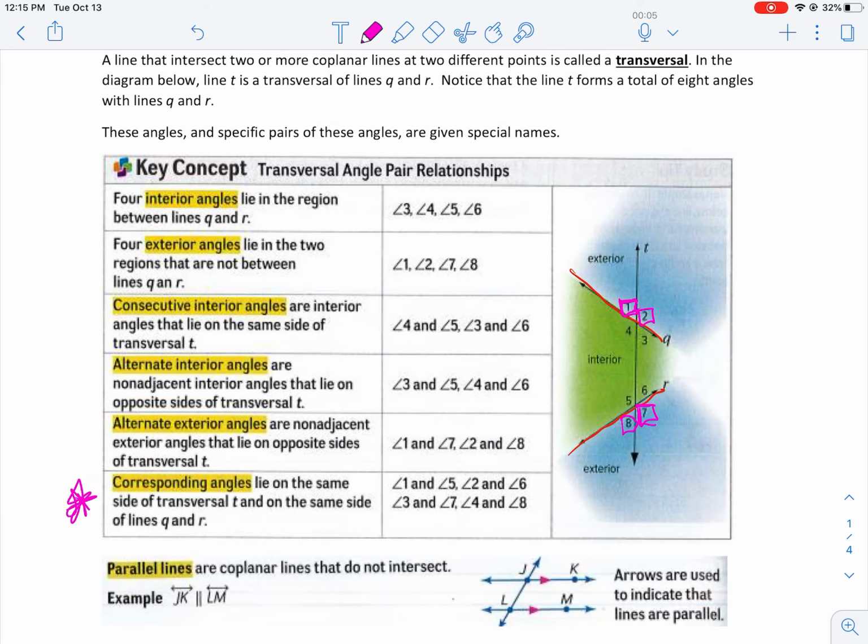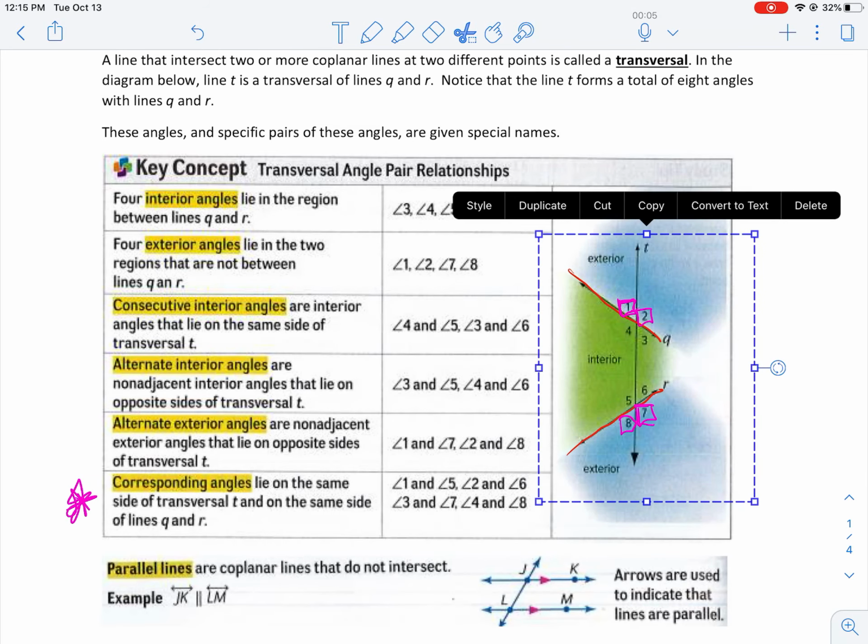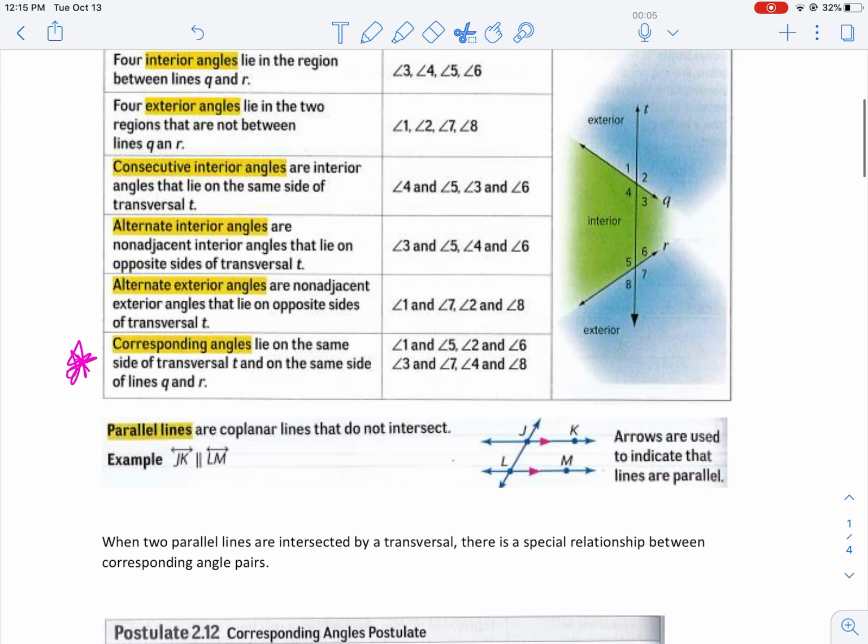So let's talk about what it means to be parallel. Parallel lines are coplanar lines that do not intersect. We know that, right? Two lines that never intersect have the same slope. It's also important to point out that we cannot assume two lines are parallel unless they give us this information. They say, hey, line JK is parallel to line LM, or if you look in the picture over here on the right, you'll see these little arrows on the lines. I've highlighted them in pink. That's also an indication that the lines are parallel.